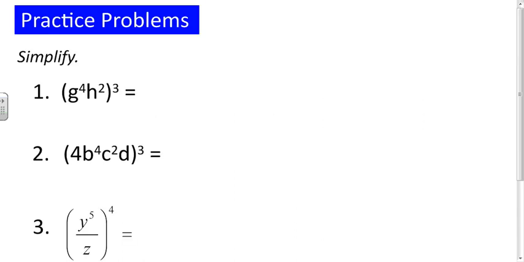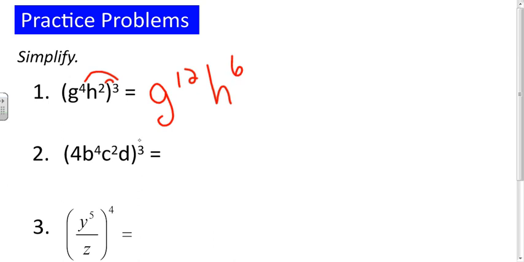Alright, here are a few practice problems. G to the fourth h squared to the third power. I just want to take this third power and multiply it by every exponent in this product here. So g to the fourth, if I raise that to the third power, that's g to the 12th. H squared to the third power is just h to the 6th.